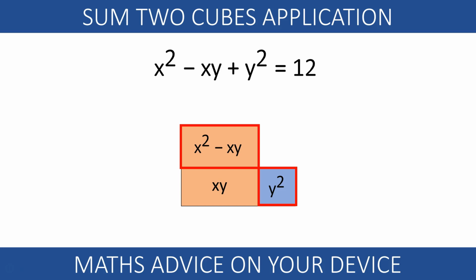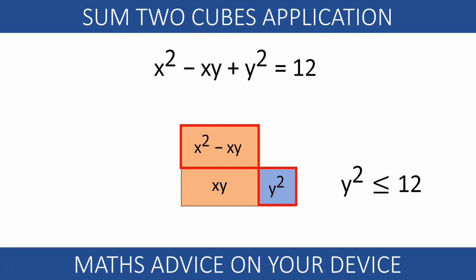This is telling us that y squared cannot be greater than 12. It can at most be 12 when both cubes have the same dimensions. But for y squared to be more than 12, the value of x squared minus xy should be negative. But this doesn't make any sense in the context of our problem because we are talking about areas and areas cannot be negative. So, how many square numbers smaller than 12 are there?